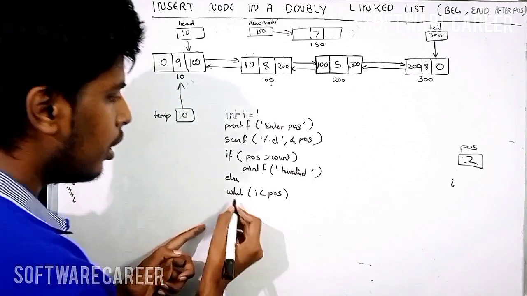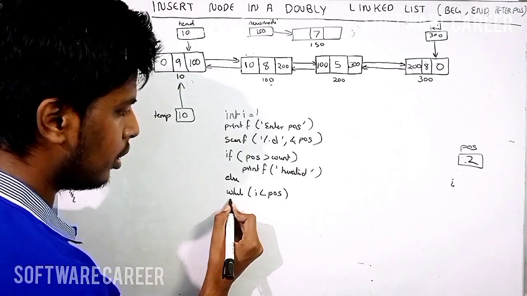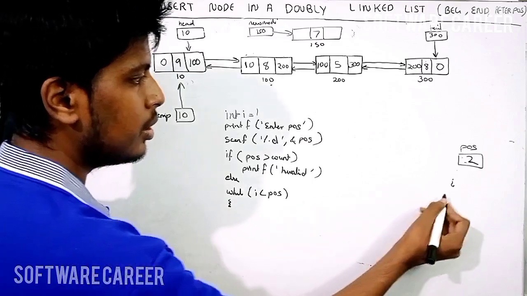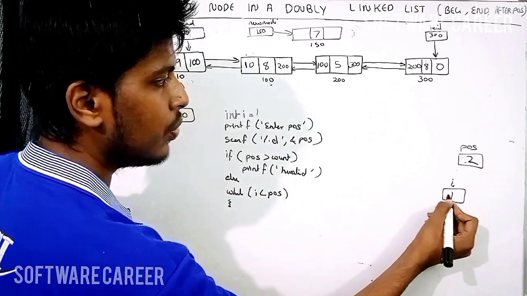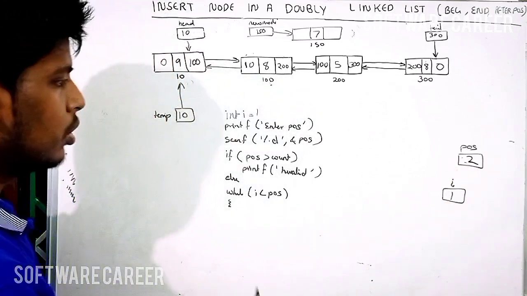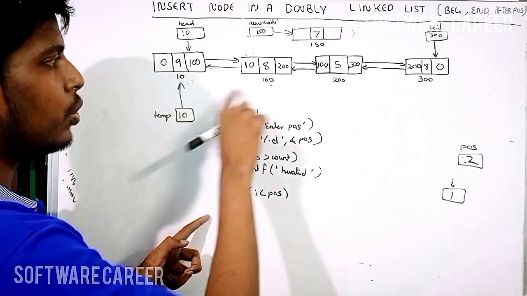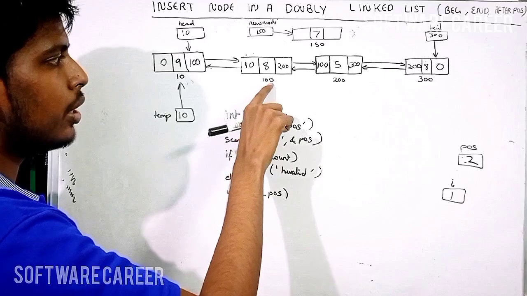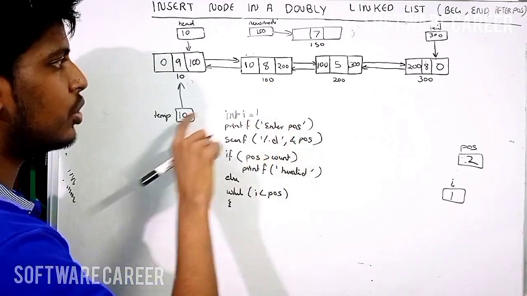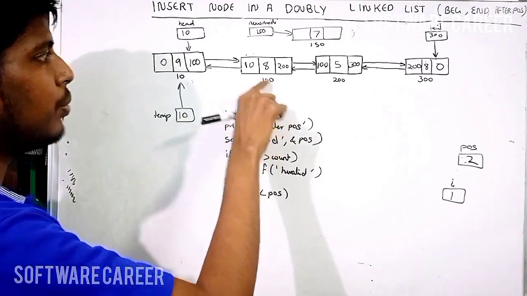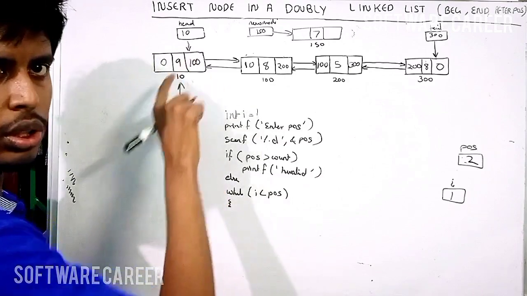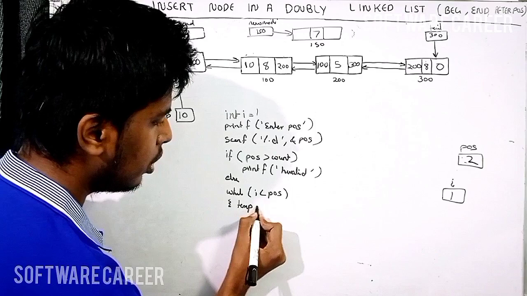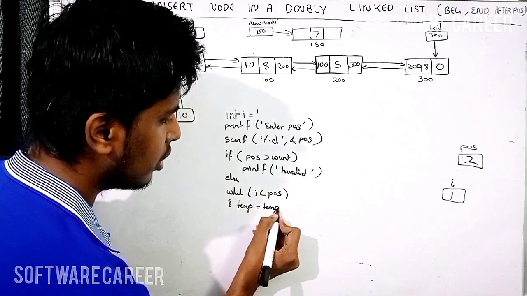Now I should write the condition while i less than position. i is 1, so 1 is less than this 2. So you will move this temp pointer to the next node. How can you move? You should store the address of this node here. 100 should be stored. Where can you get this 100 from? From the next pointer of the previous node. So here I am writing temp equals temp next.